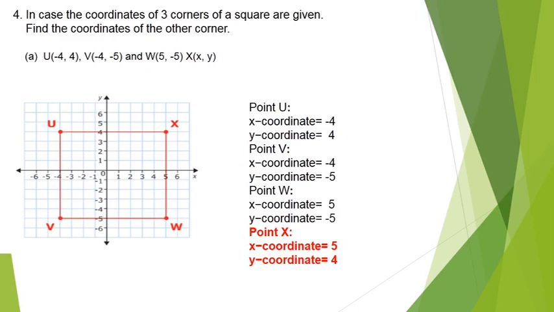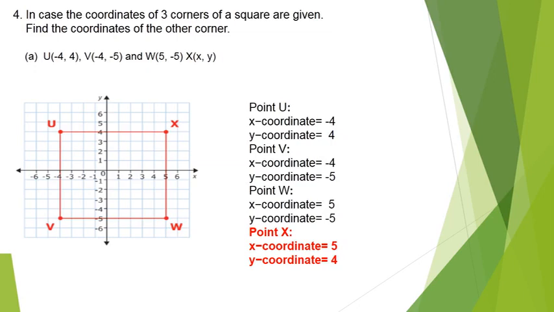We will see here. Come to the right side of the slide. It is written there: point u, x coordinate is -4 and y coordinate is 4. Point v, x coordinate is -4 and y coordinate is -5. Point w, x coordinate is 5 and y coordinate is -5. And point x is x and y, because we need to find it. So let's go for the solution.